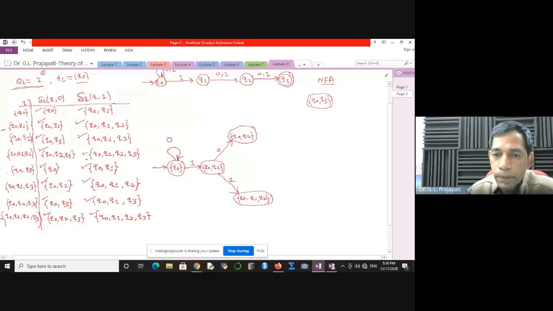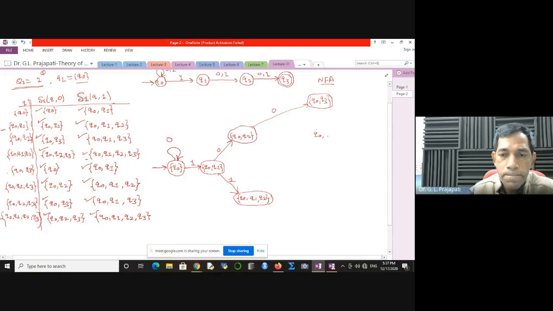So see, you are going from here to here. If you are at Q0 Q2, and your input is 0, you are going to the state Q0 Q3. And if you are at Q0 Q2 and input is 1, you are going to the state Q0 Q1 Q3.